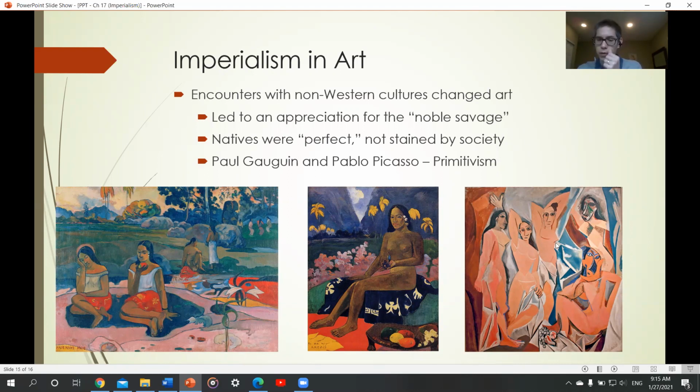This is Les Demoiselles d'Avignon by Pablo Picasso. Primitivism, it was sometimes called, depicting them almost as if they were savages, as if they were animals. You kind of see their masks there. And so this was both an appreciation for native purity, quote unquote, but also, I mean, this is incredibly racist, depicting them as basically animals.